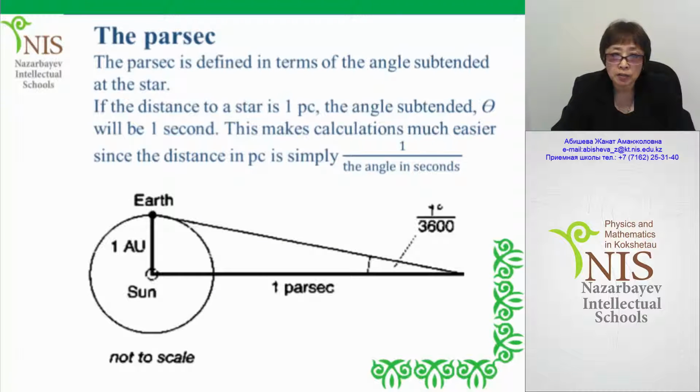The parsec is defined in terms of the angle subtended at the star. If the distance to a star is 1 parsec, the angle subtended will be 1 second. This makes calculations much easier, since the distance in parsec is simply 1 over the angle in seconds.